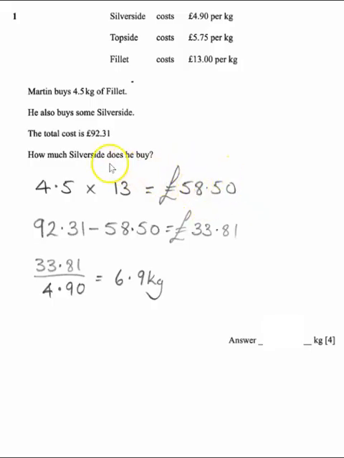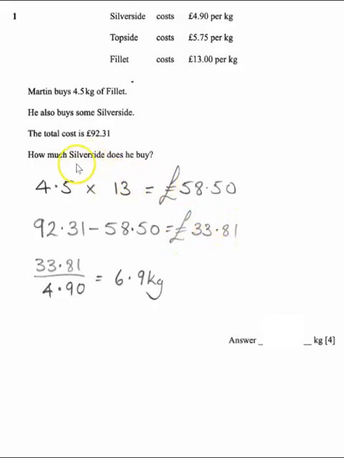So if you've got the total cost of the fillet, you can take it away from the total cost overall. So £92.31, take away £58.50. And what we've got is £33.81, which basically is what the silver side costs.